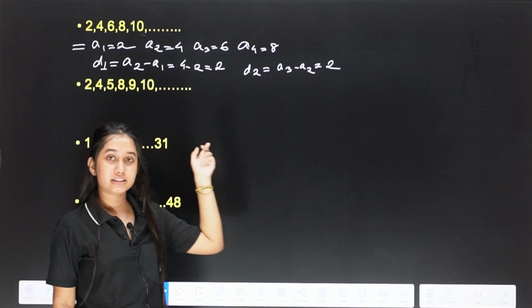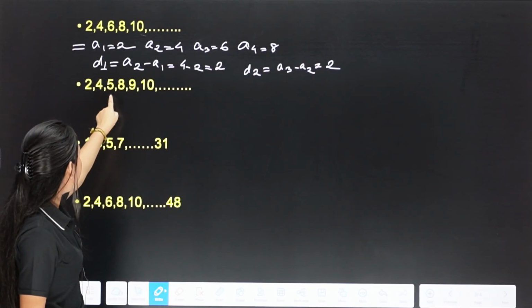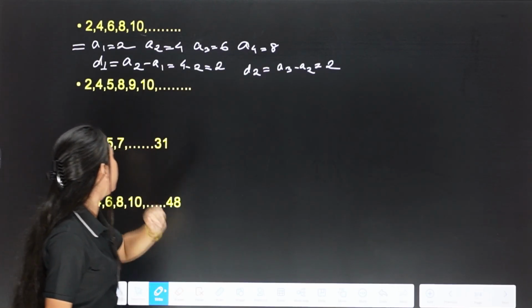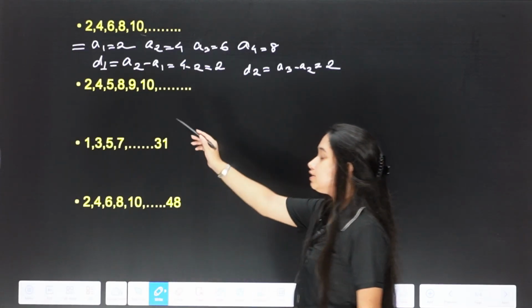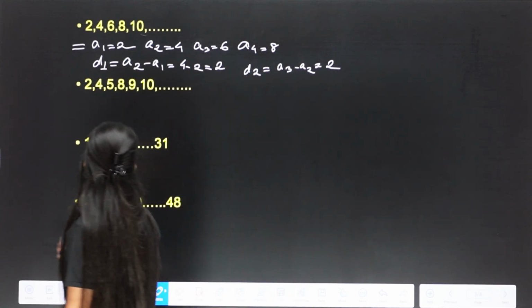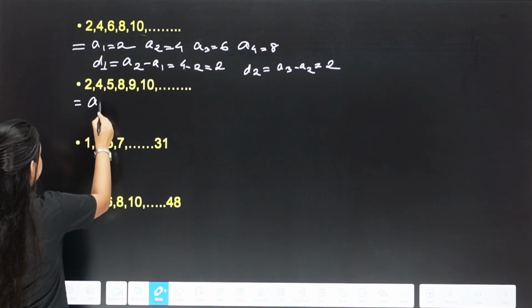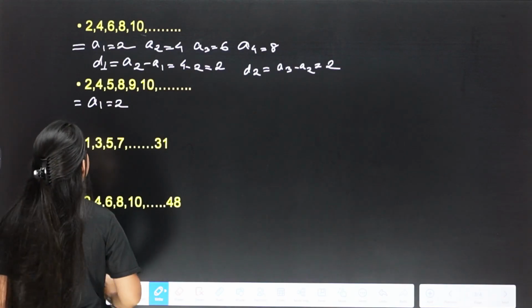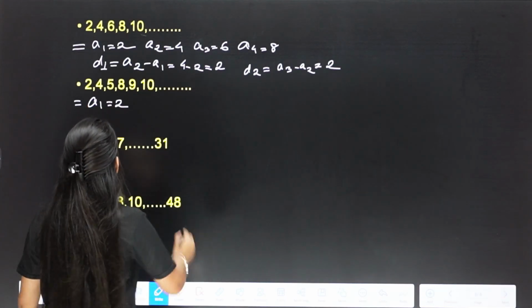Our second example is 2, 4, 5, 8, 9, 10 and so on. What is the first term in this sequence? Can you tell me what is the first term of this sequence? Here the first term is A1, that is 2. Again, what is the second term of this sequence? That is 4.